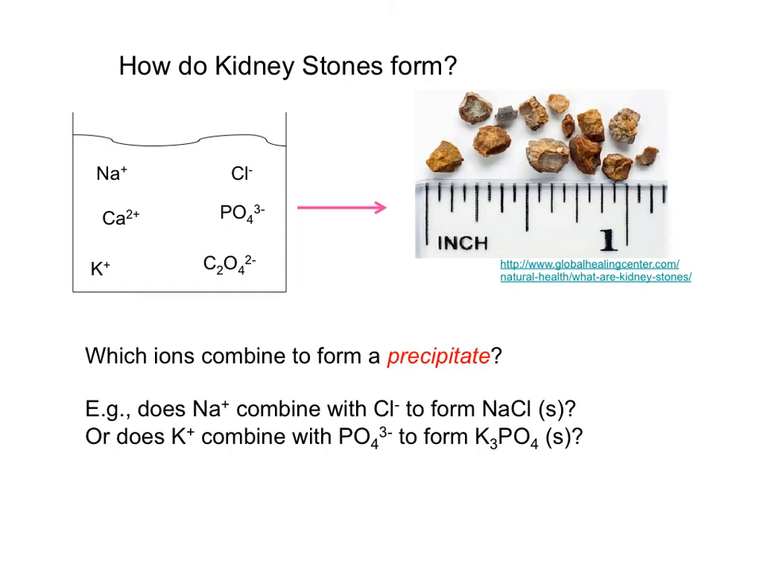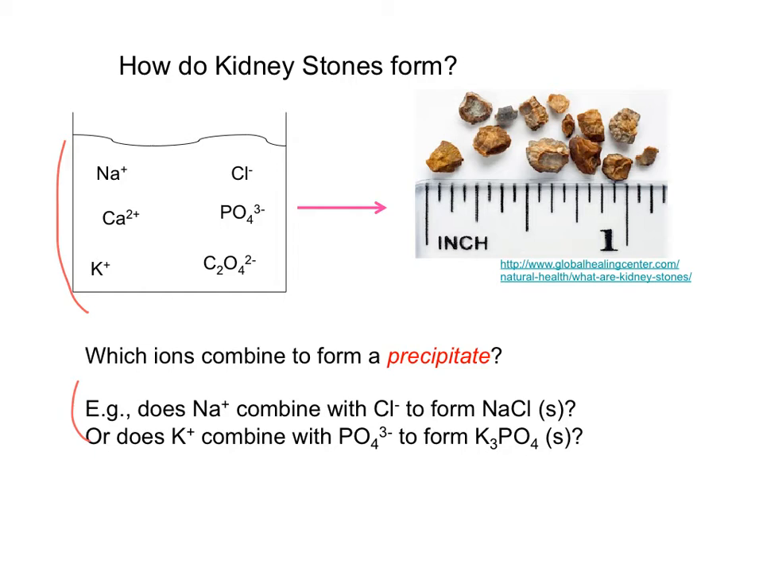Hopefully you've never had kidney stones, but the formation of kidney stones is a solubility problem. So let's use the solubility table. Let's say we have all these ions in solution. Which ions combine to form precipitate? Stop the video and answer these 2 questions.